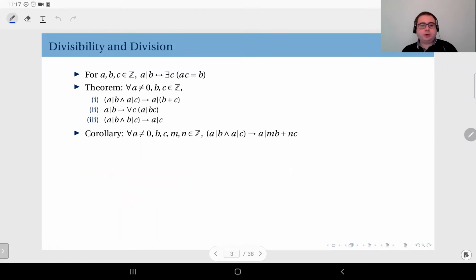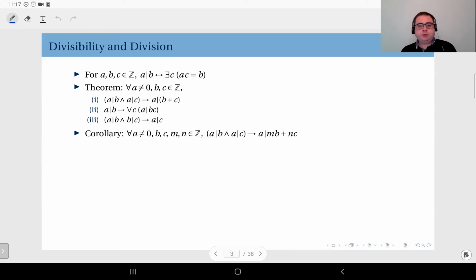To begin with, we are going to define divisibility between two integers. We have used this notation before, if you remember, but here is the rigorous definition for integers a, b, c. When we say a divides b, this means there exists an integer c such that a times c equals b. Remember, these are all integers, so essentially what we are saying when a divides b is, well, b is an integer multiple of a.